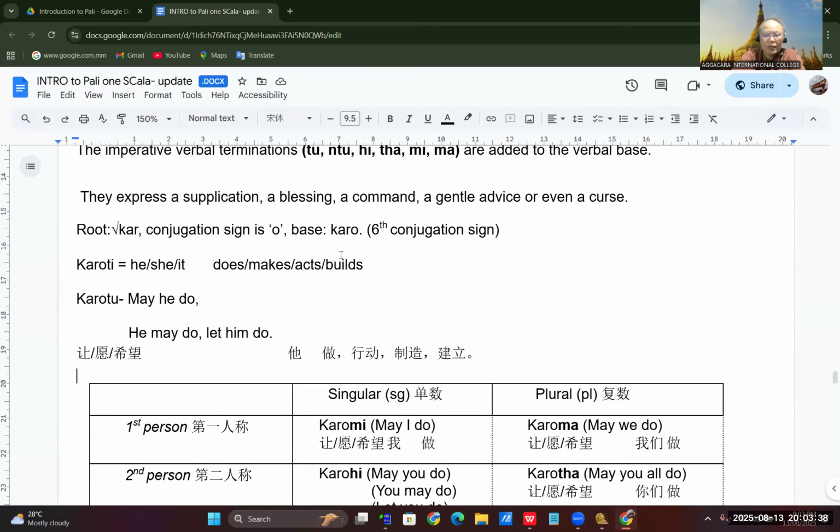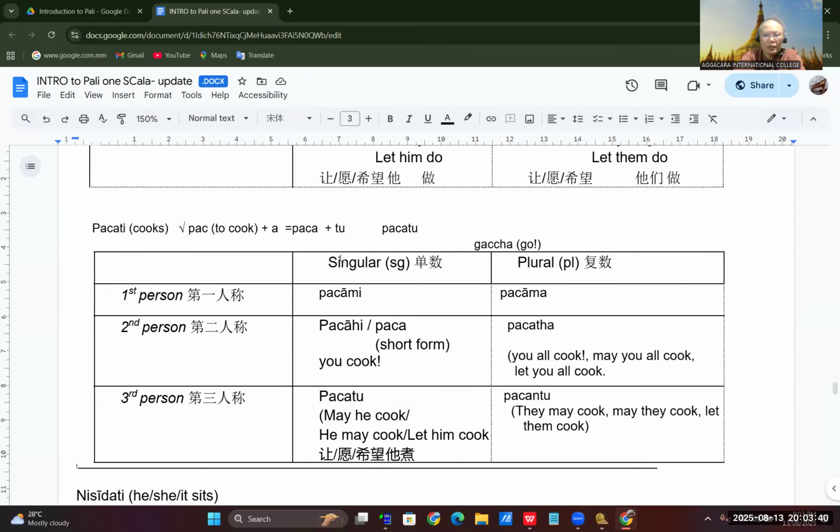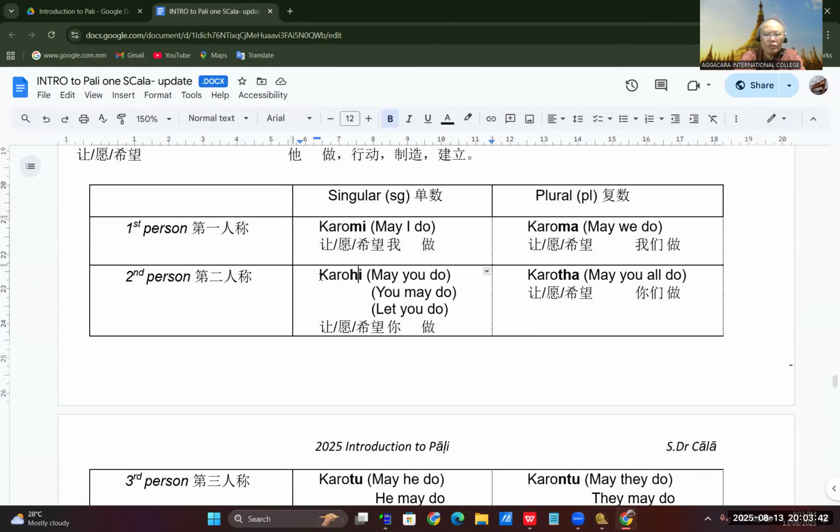Okay, now second person karo hit. Now, if we look at the example just now, you refer to this karo hit. Another short form can be karo, okay, without the hit. Right, so this hit can be dropped. Karo is the second person, so you can add on just now.